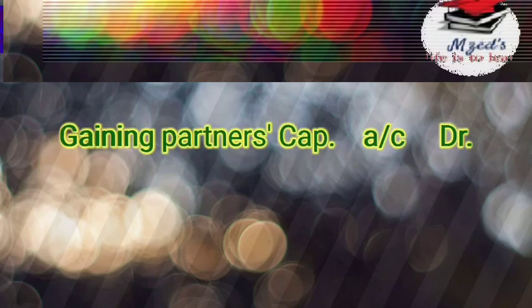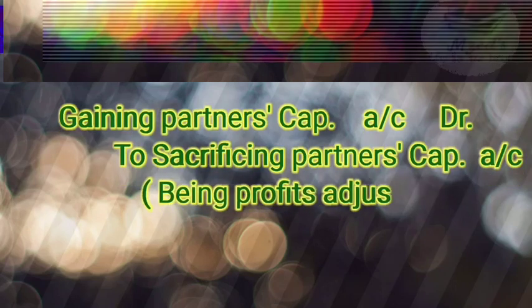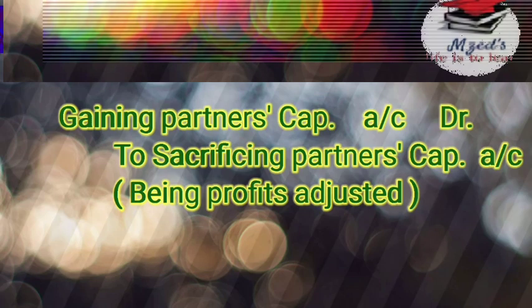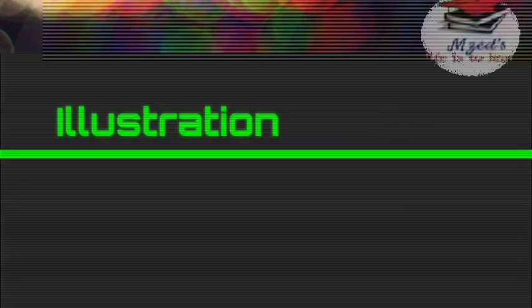The entry will be in first case, that will be gaining partners capital account debit to sacrificing partners capital account, being profits adjusted in their gaining and sacrificing ratios. So here is illustration.